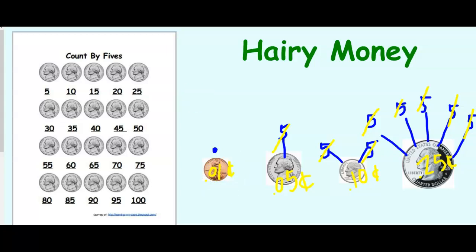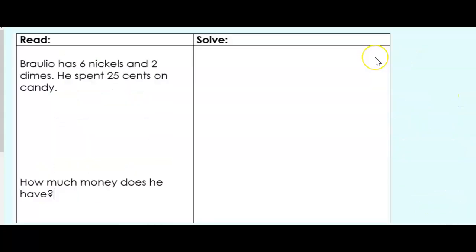Let's go back over what these coins are called. First, we have a penny, then a nickel. This is a dime. And last but not least, we have a quarter.